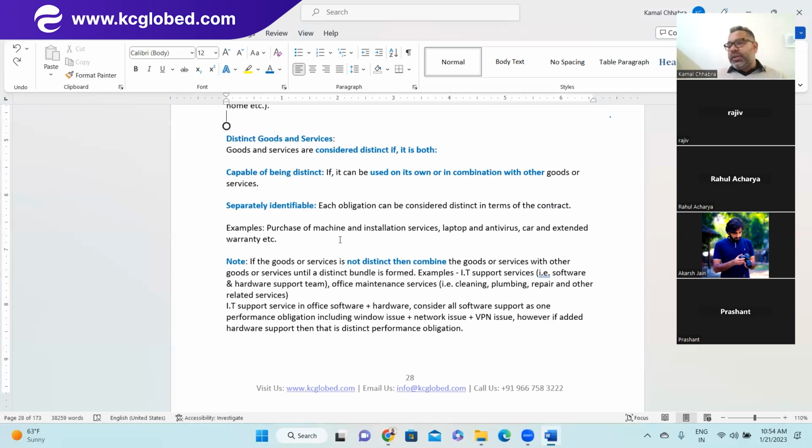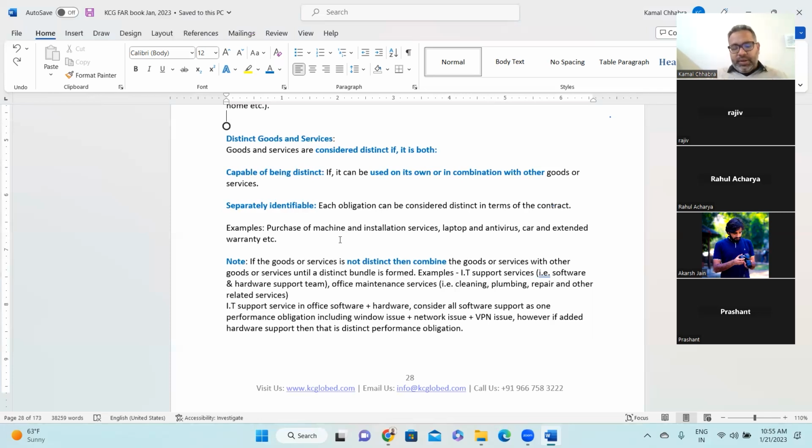Same way, here is the pen. You can sell the pen as it is, or you can remove the refill and sell the refill separately. So the refill would be considered capable of being distinct and separately identifiable, right? Whereas you cannot sell only the cover, unless you're selling the cover to the pen manufacturer or assembler of the pen.